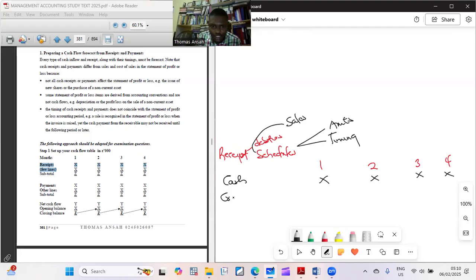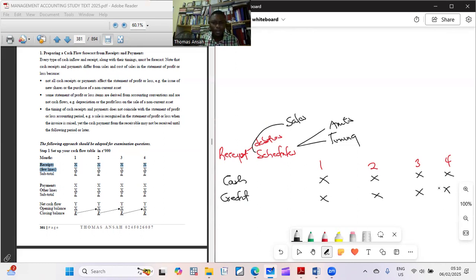But when it is credit sales, be mindful. The question can say 50% of the money is collected in the month, so you will do 50% of the money. Then for the remaining 50%, the question can even tell you that 20% will be collected the next month. So you use the English in the question to analyze that.